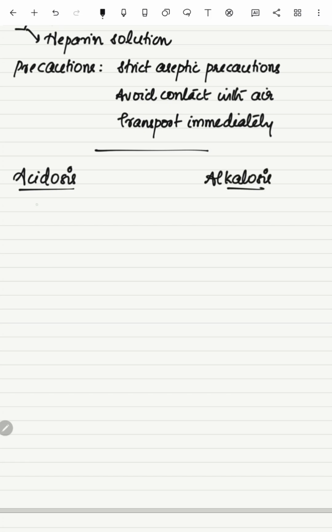Now, we are moving on to the core topic, that is acidosis and alkalosis. Acidosis is any abnormal process which tends to decrease the pH of blood. Alkalosis means any abnormal process which tends to increase the pH of blood.